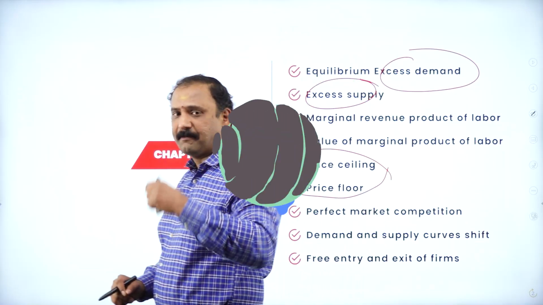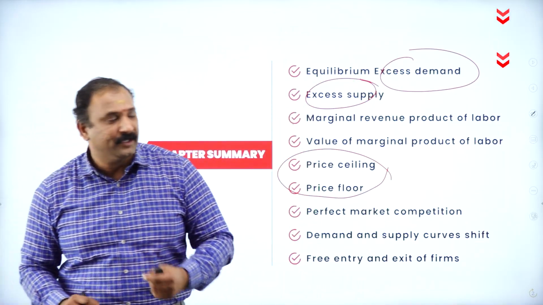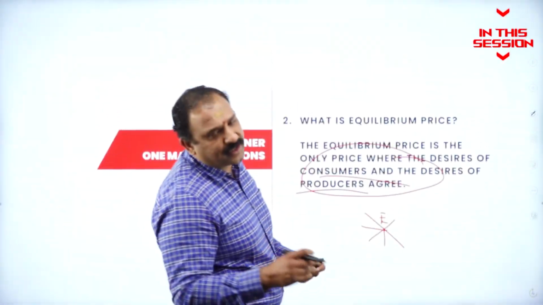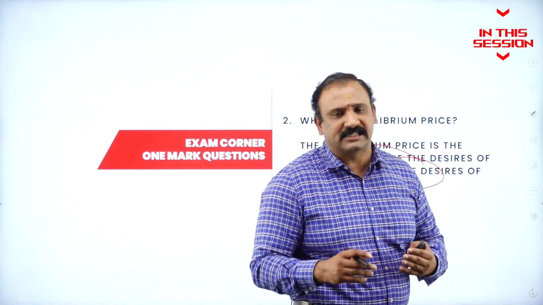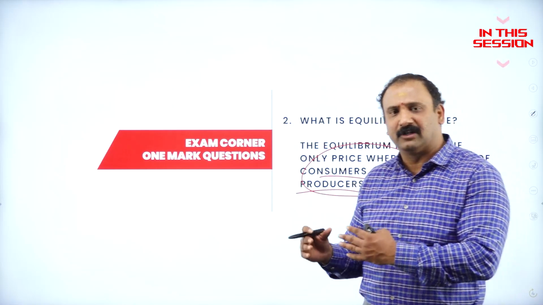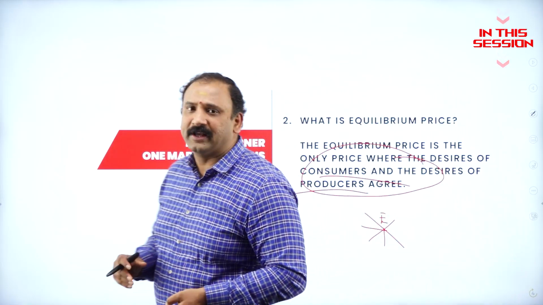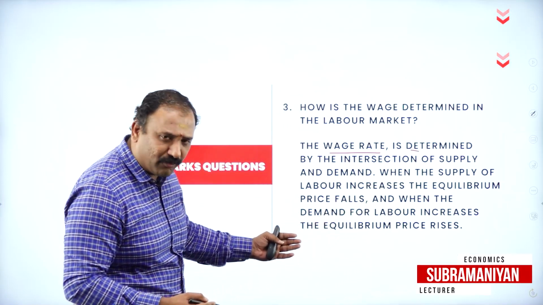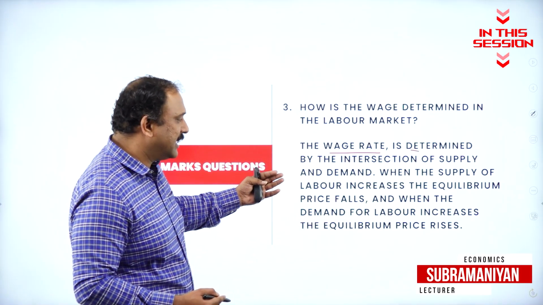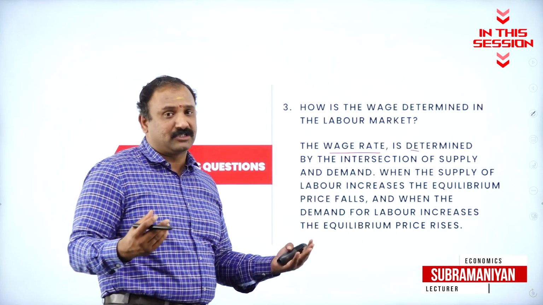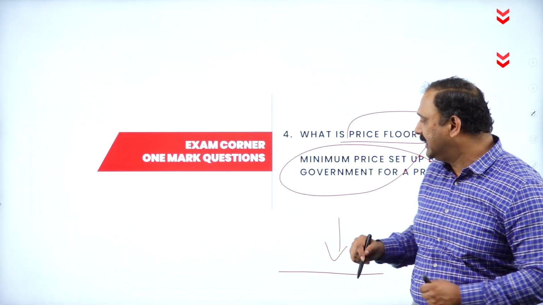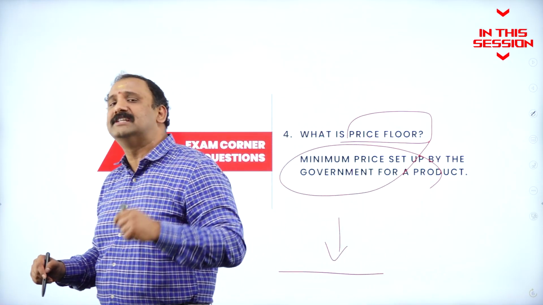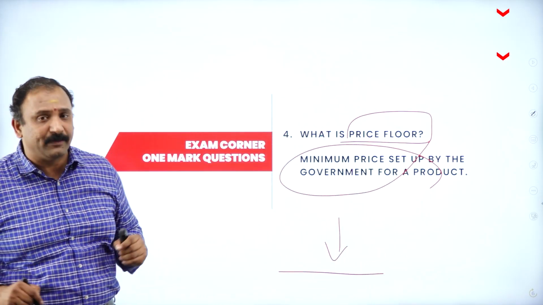Price ceiling means the maximum price set by the government. Price floor means the minimum price that is set by the government. In the equilibrium price, there's not going to be an escalation or a de-escalation at all. It just keeps going around. When the supply of labor increases, the equilibrium falls. When the demand for labor increases, the equilibrium price also rises. So price floor means that you will not be able to go below this value at any given point of time.